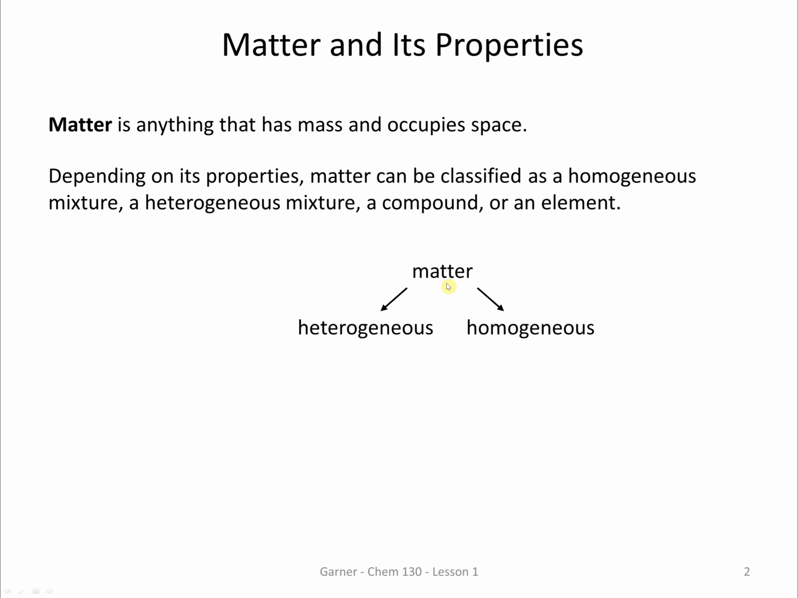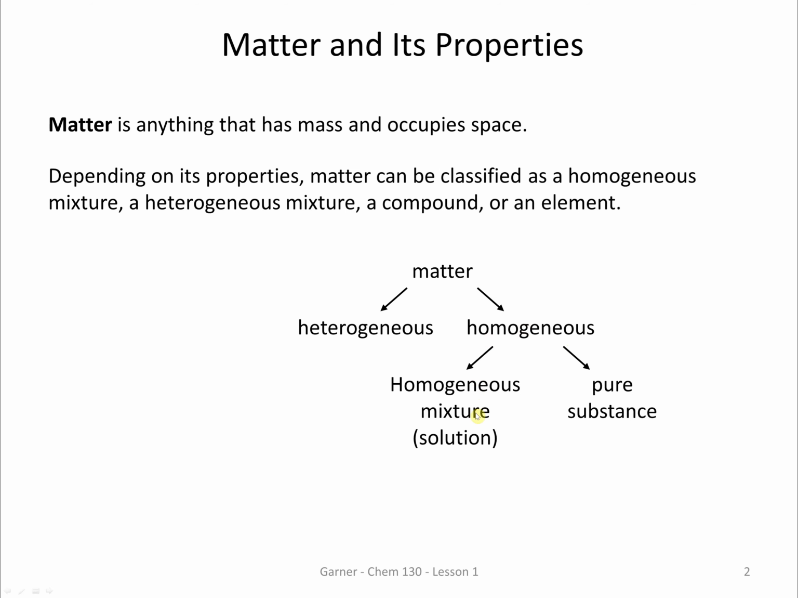All right, so we can start off by dividing matter based on whether it's homogeneous or heterogeneous. So heterogeneous matter is matter that's a mixture of multiple substances that are not mixed uniformly. So in other words, you can pick out pieces that are different from the other parts of the material. So they're heterogeneous, they're not mixed uniformly. In contrast to that, homogeneous matter is material that's uniform throughout, that's uniformly mixed together. You can't identify one part that's different from the rest.